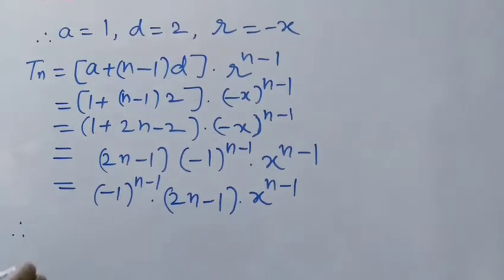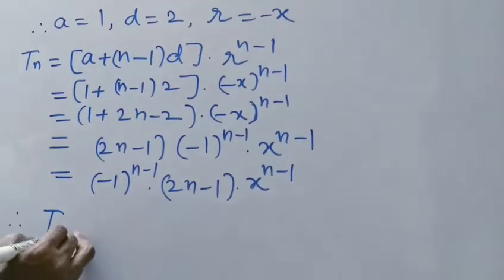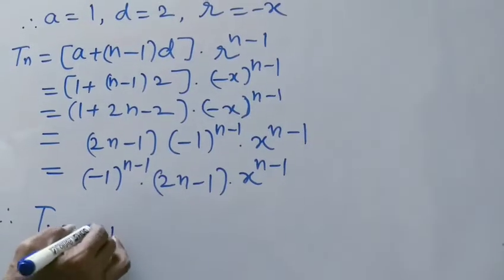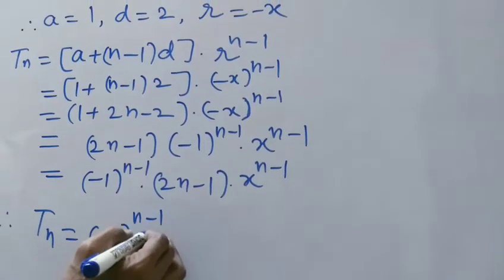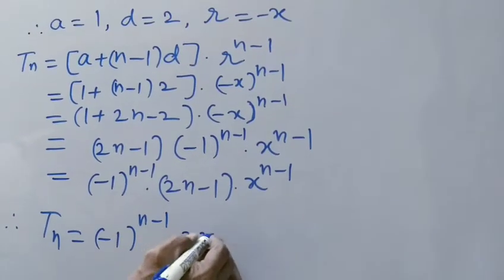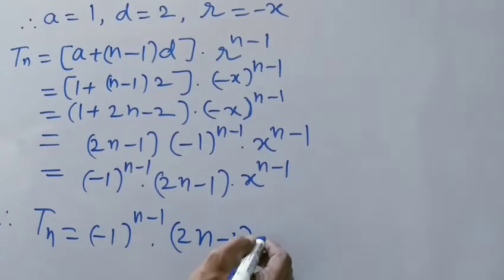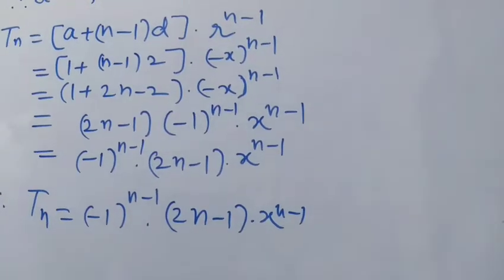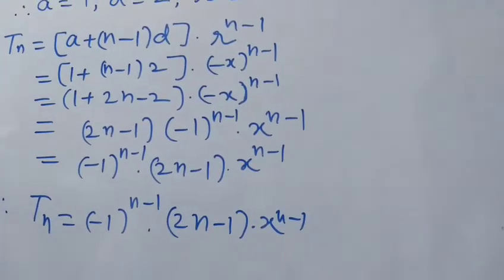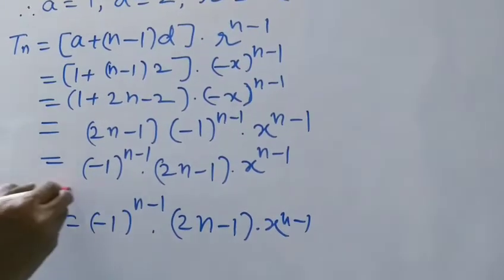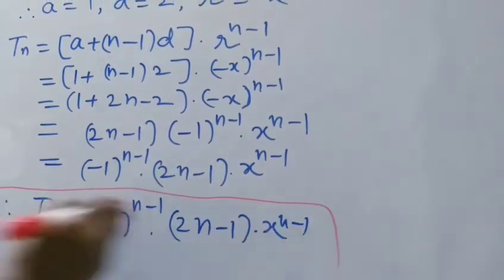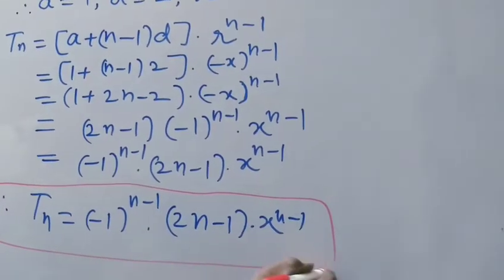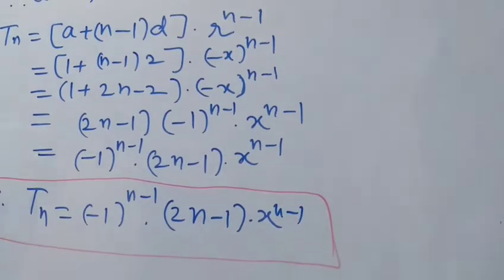Therefore, Tn, the nth term, is equal to (minus 1) whole to the power of n minus 1 into (2n minus 1) into x to the power of n minus 1. This is the answer.